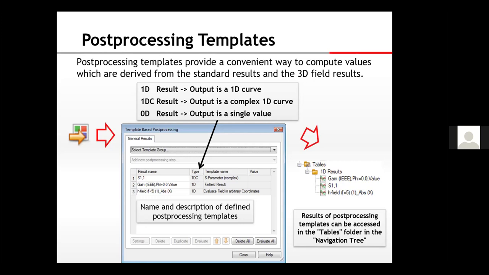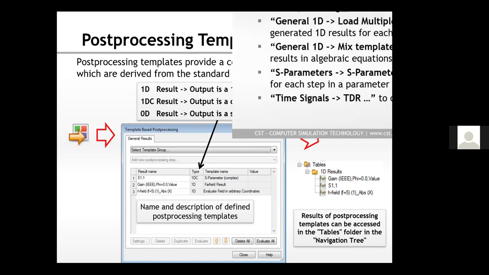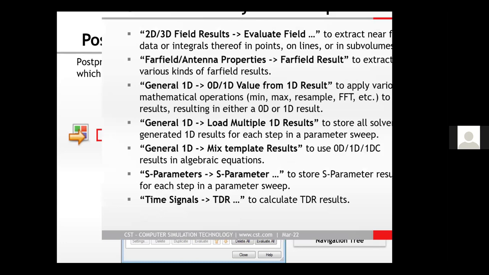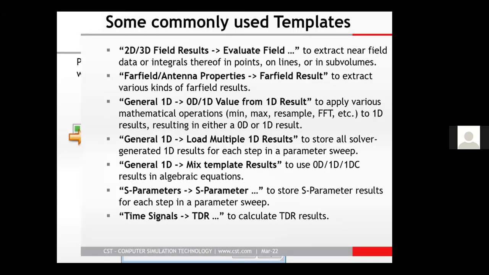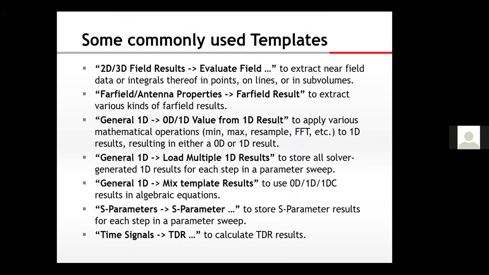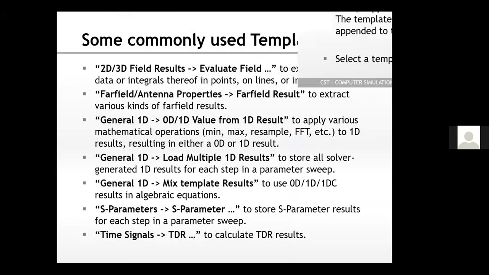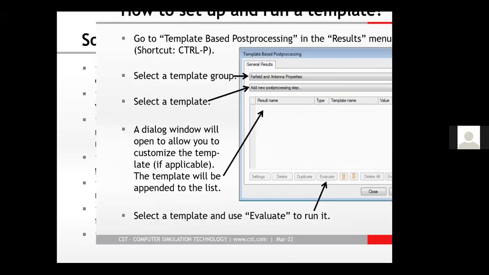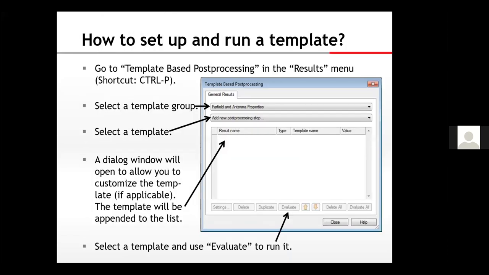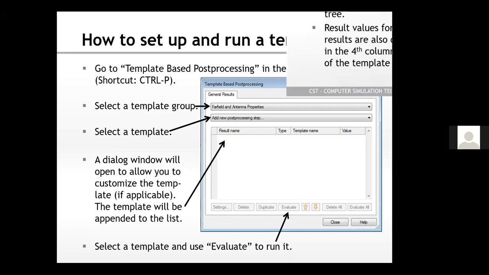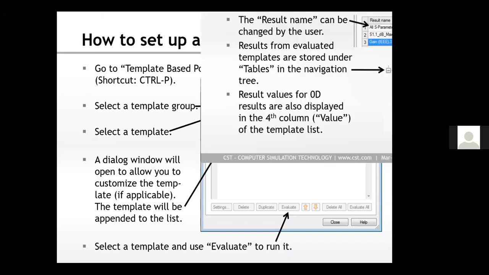Okay. So the commonly used templates are these: S parameter, time signal, TDR to calculate TDR, general 1D, 0D, 1D. So these are all commonly used templates. How to set up and run a template is provided here. You should press Control P, so automatically a window will be available. Select a template, go to select a template dialog box, and then you must click on evaluate. All of this will be evaluated.